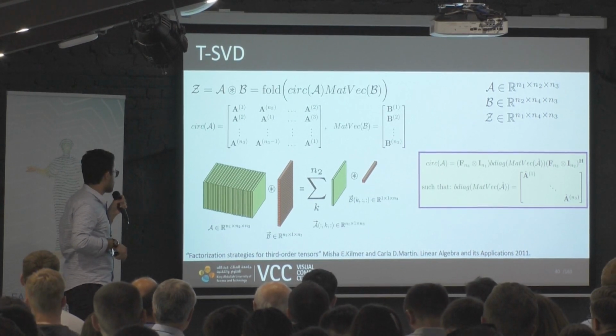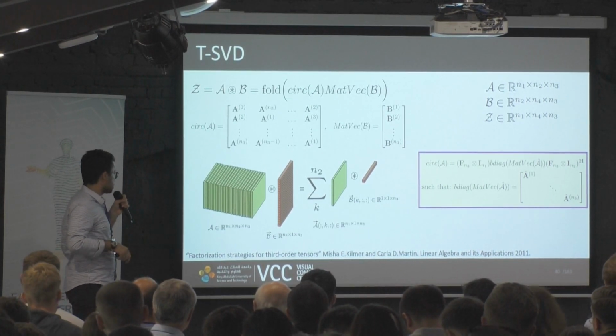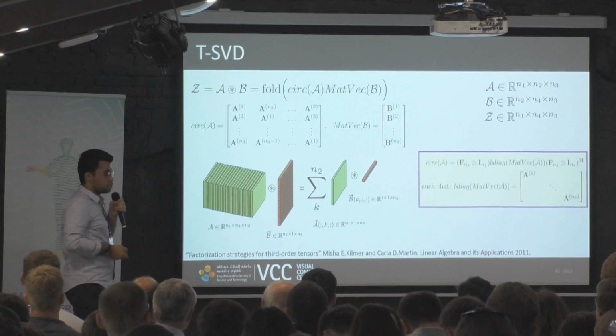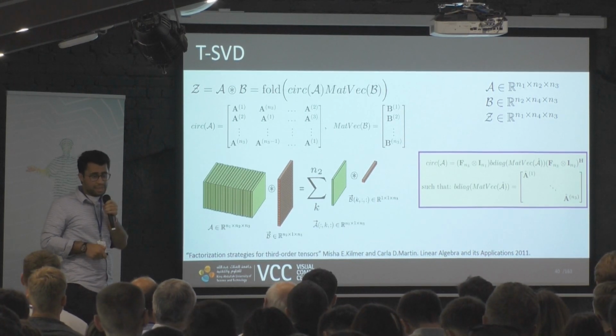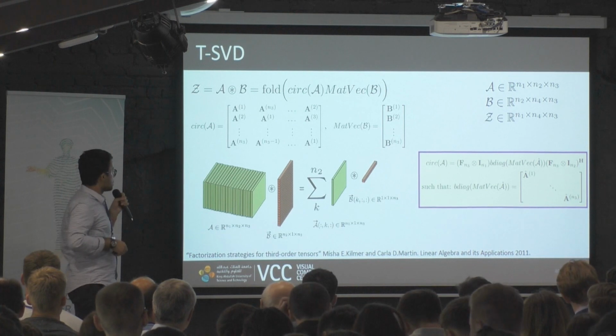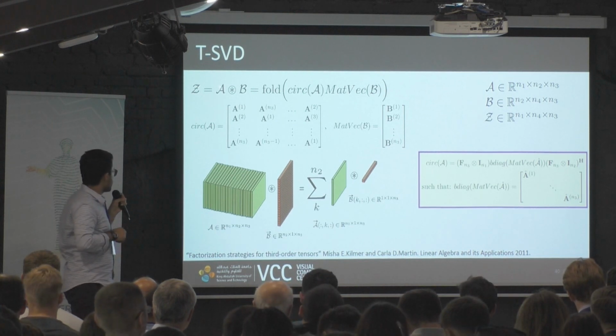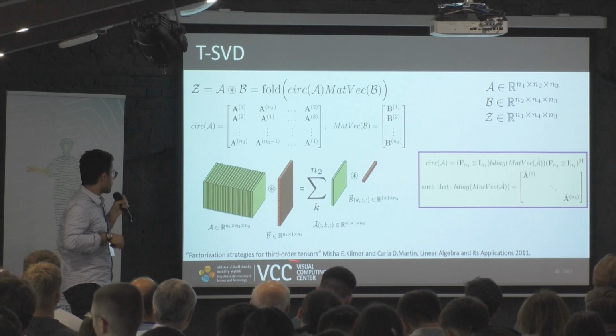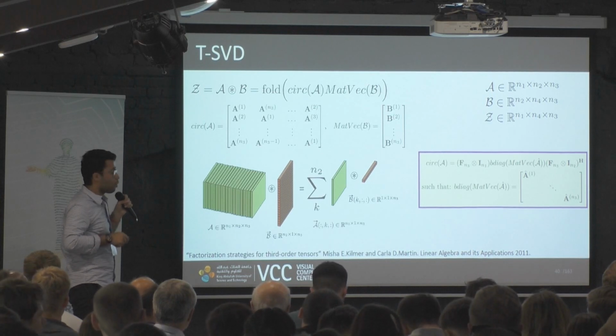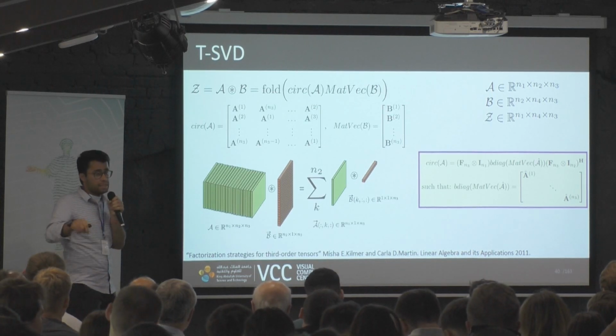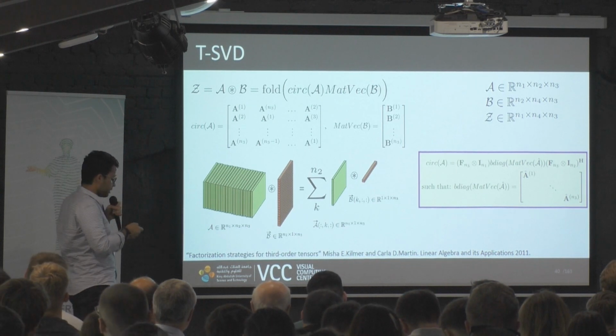So this is a work by Misha in 2011. They introduced something called TSVD, and T stands for tensor. So this is tensor SVD. It's called tensors because now your matrix A is, and this works only for third order tensors, and the order of the tensor is the number of indices you need to slice that tensor. So A and B are both third order tensors.